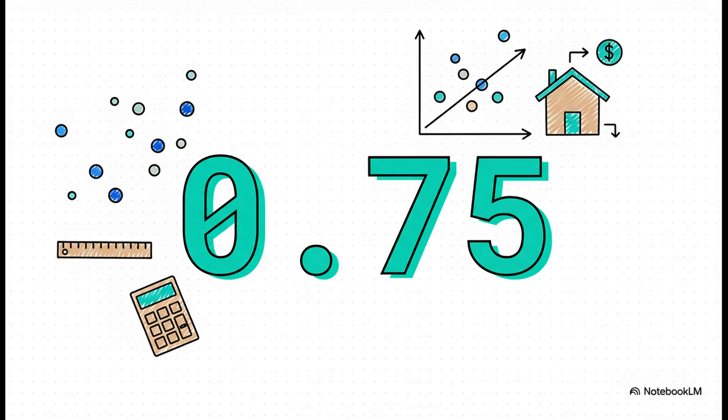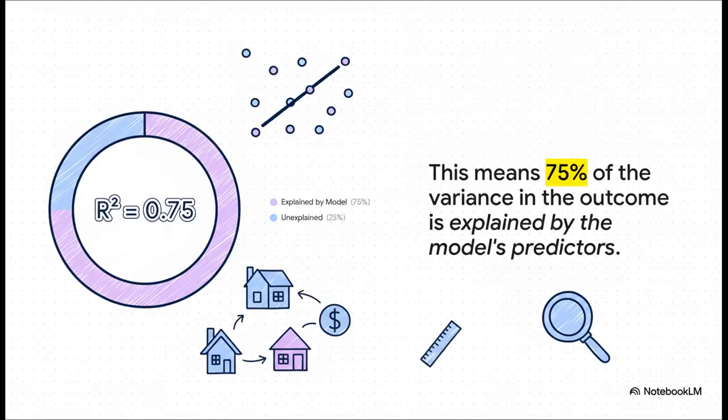So, for instance, let's say our model spits out an R² value of 0.75. What on earth does that tell us? Well, it's telling us that a solid 75% of the reason why house prices go up or down, in our example, can be explained by our predictors: the area, the number of rooms, and the location. That other 25%, that's caused by other things we didn't include in our model. It's a really simple way to see how good of a job our model is doing.